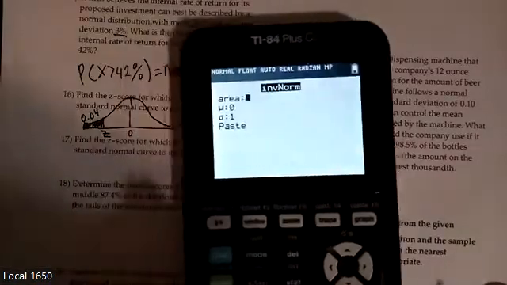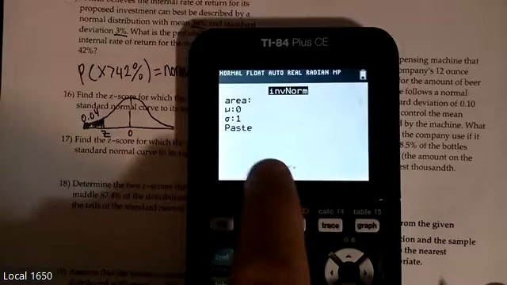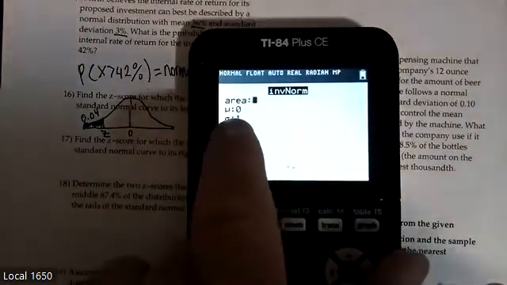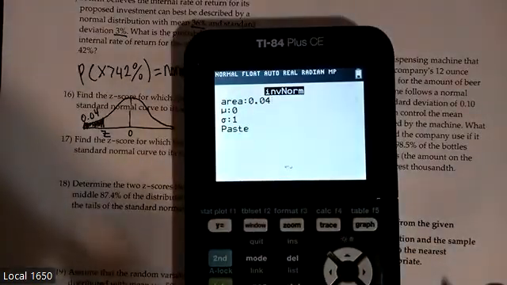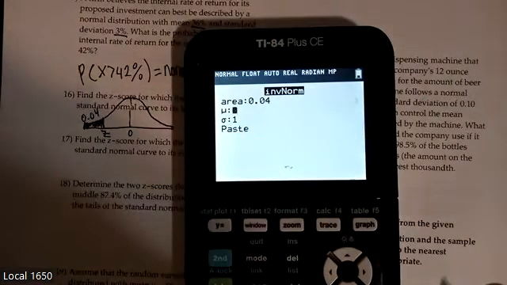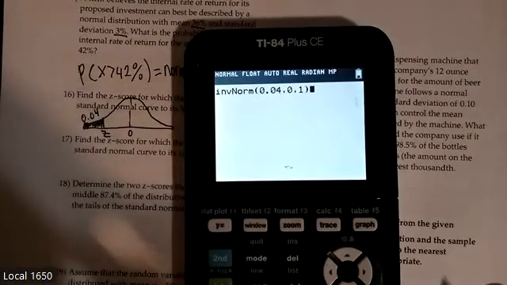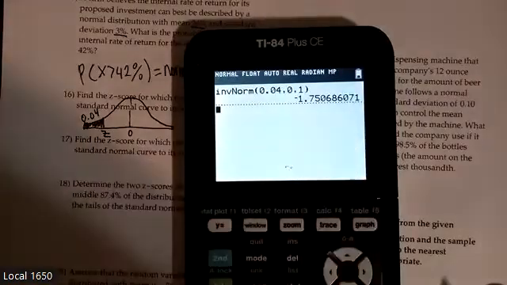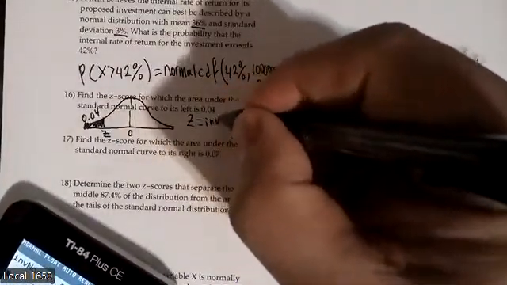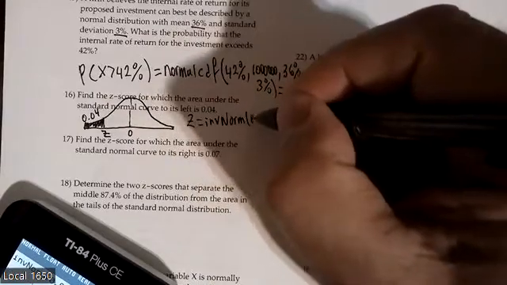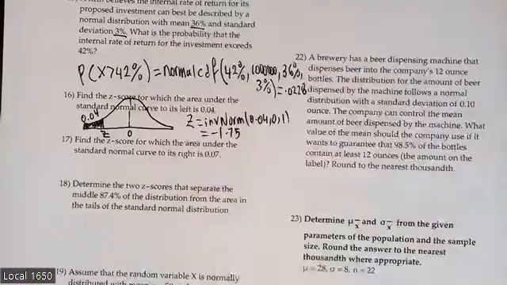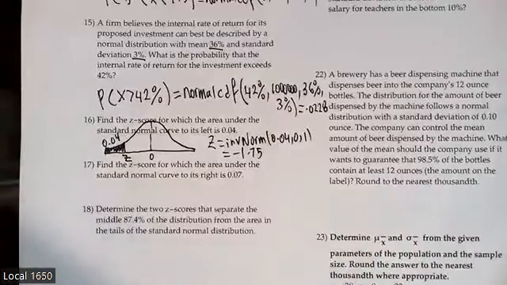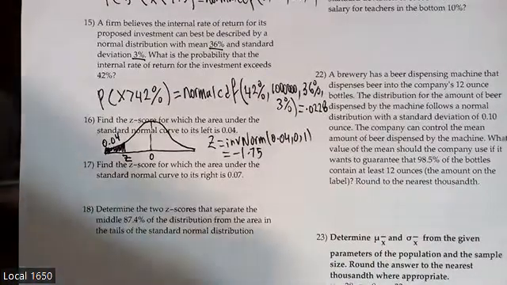This program wants 3 values from you. It wants the area to the left, the mean, and the standard deviation. Well, the area to the left, guys, is 0.04. And since we're working with z, you just keep the 0 and 1 and paste. It's negative 1.75. So z equals inverse norm of 0.04, comma 0, comma 1, which is negative 1.75. That's the answer.